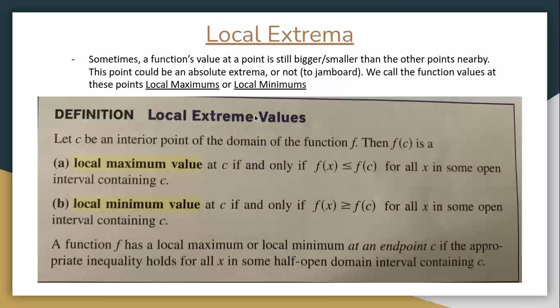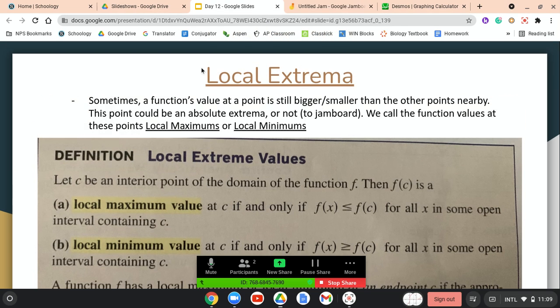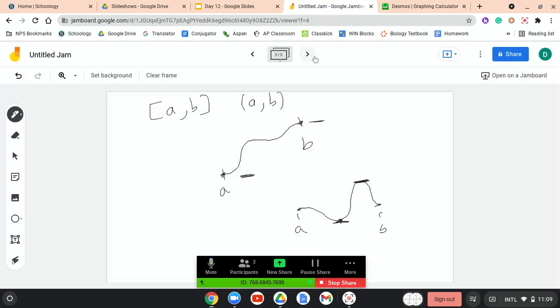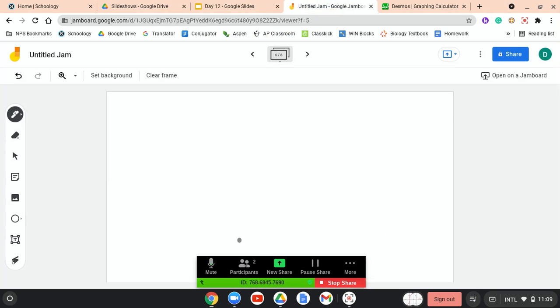This one is, don't read the textbook definition yet. It's going to confuse you. Sometimes a function's value at a point is still bigger or smaller than the other points nearby. This point could be an absolute extrema or not. We call the function values at these points local maximums or local minimums. What I mean by this is the following. Let's say I drew some function between 2 points, A and B, that looks like this.